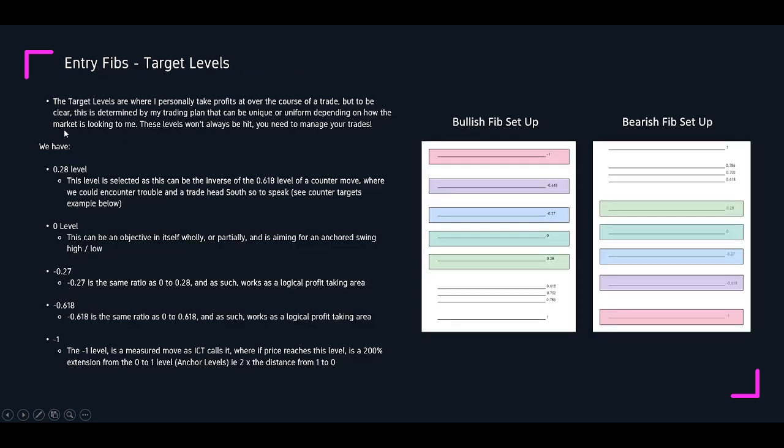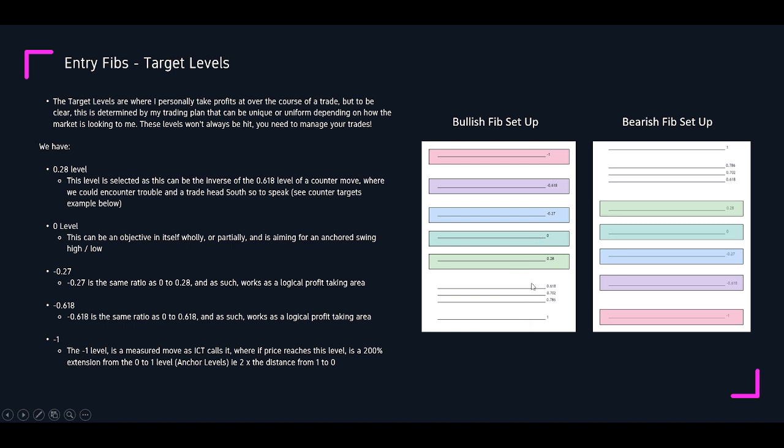So the target levels. The target levels are where I personally do take profits over the course of a trade. So to be clear, this is determined by my trading plan that can be unique or uniform depending on how the market's looking to me. So you can say that sometimes you might have a target of simply the 0 level once the price has fallen back into this area.